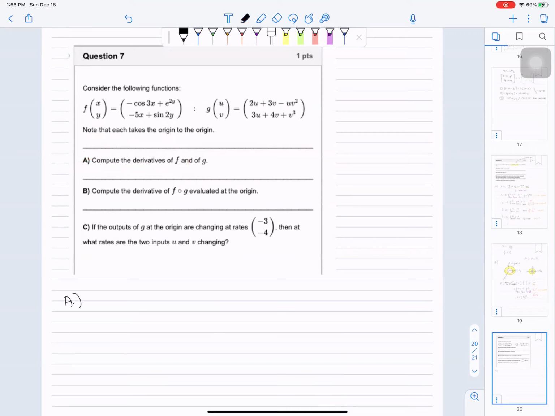Okay, so if I take the derivative of f, what do I get? Well, I have the partial with respect to x, gives me a negative sign, but the negatives cancel, so 3 sine 3x. And the partial with respect to y is 2e^(2y). Partial with respect to x here is negative 5. Partial with respect to y is 2 cosine 2y.